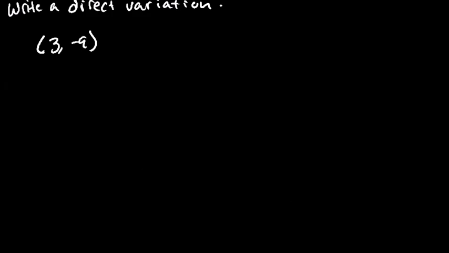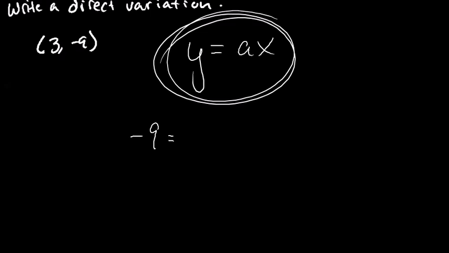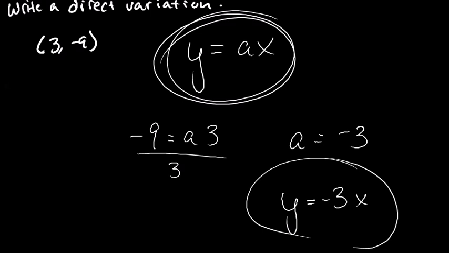Write a direct variation. Well, if I know my equation, it should be memorized, should be set to heart. Y equals ax. I can plug in my y and my x. So I can divide both sides by 3. A equals negative 3. And therefore, my direct variation would be y equals negative 3x.